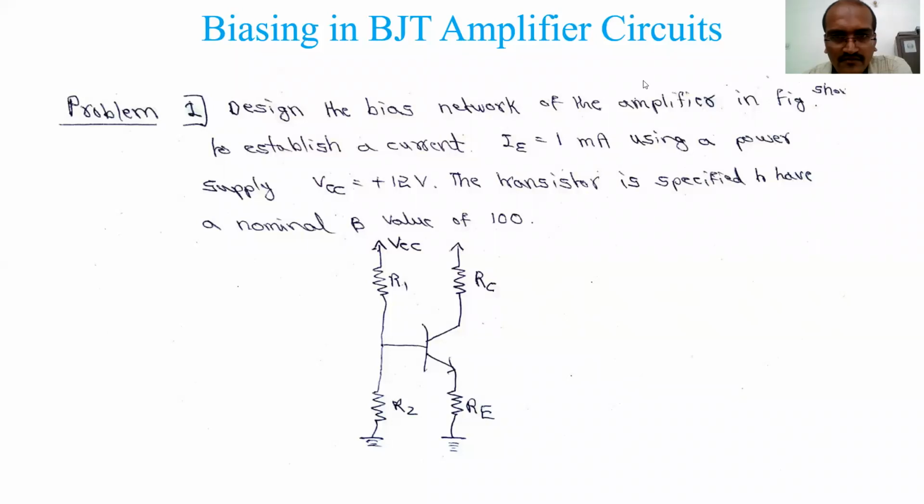Good afternoon, everyone. So we'll have the continuation of the biasing in BJT amplifier circuits. Yesterday we have seen one of the biasing circuits, normally called the voltage divider bias circuit. This is the circuit in this problem. The base of the transistor will be voltage divided by two resistors R1 and R2, and collector side you have RC, emitter side RE, and we have discussed the effect of each of these.